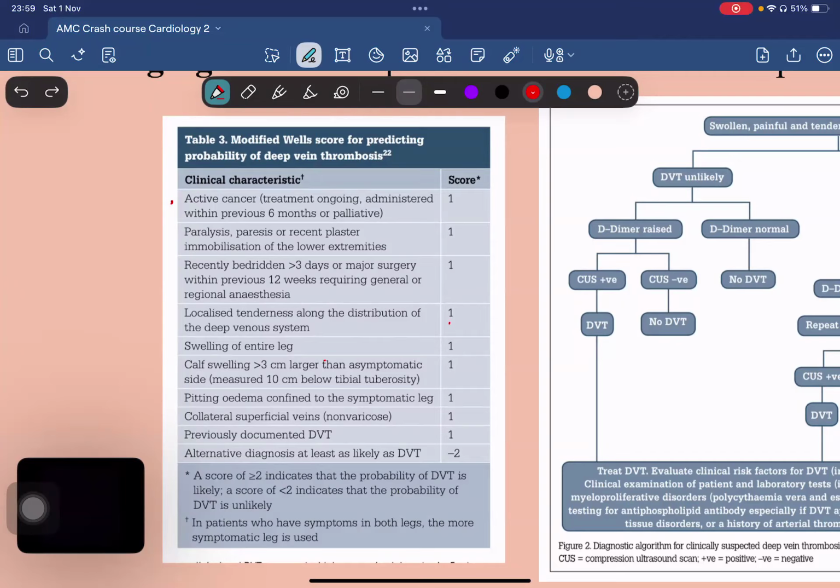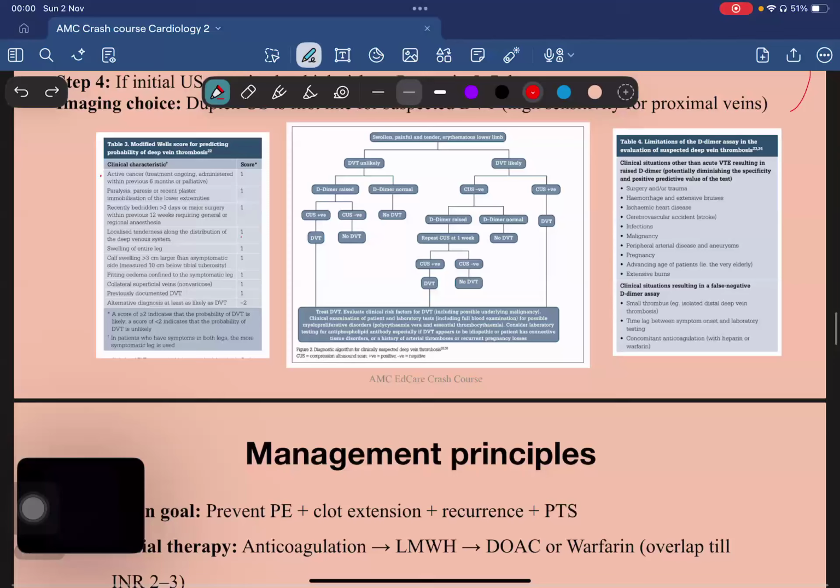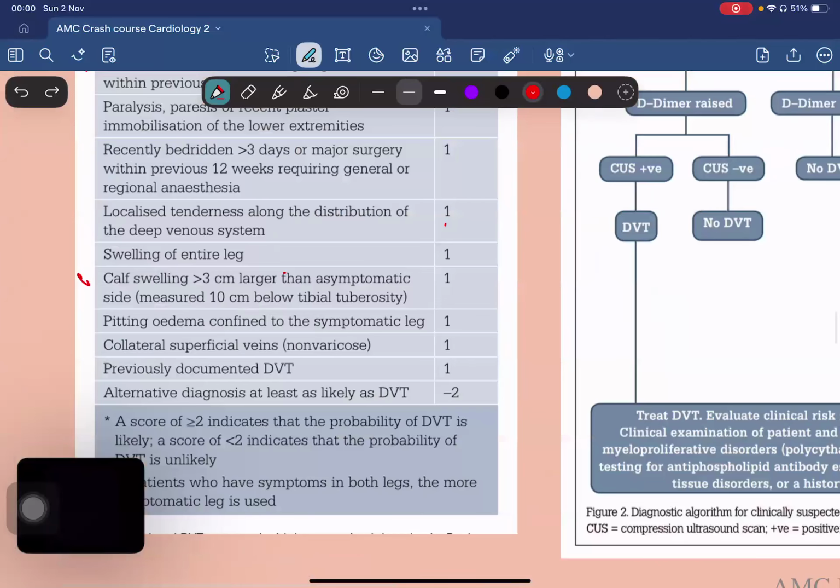Calf swelling more than 3 centimeters larger than the other, that's what I said earlier, I think. Yeah, more than 3 centimeters. That's one of the examination findings. Remember it from the Well score, 3 centimeters more than the other one. It's again a point. Pitting edema confined to the symptomatic leg, it's a point again. Collateral superficial veins, that's a point. Previously documented, like previously diagnosed DVT. So yeah, those are the points that we should follow.